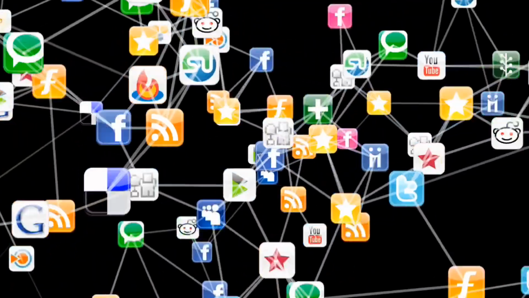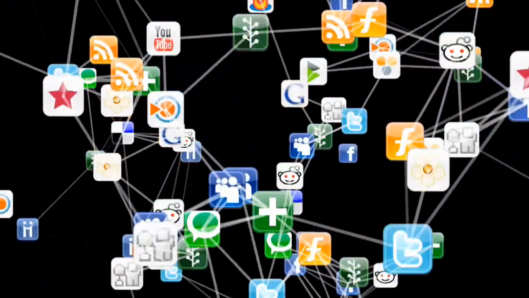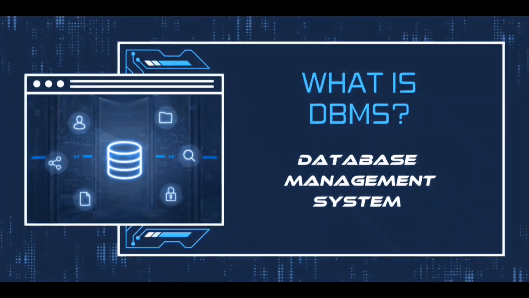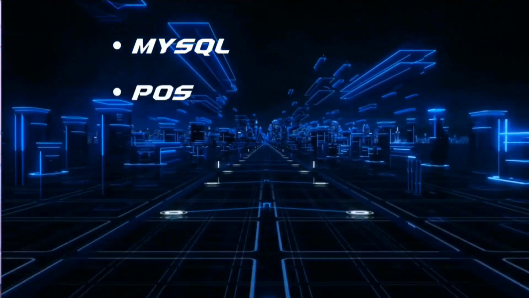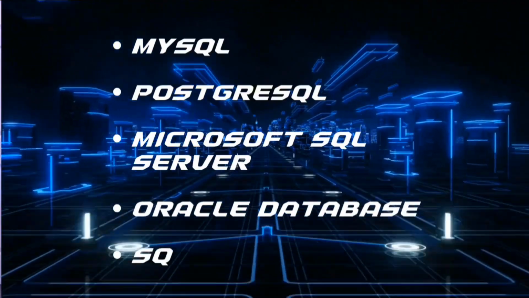And social media platforms like Facebook, Instagram, etc. store user profiles and manage messages, posts, and comments in SQL tables. And now let's know what a DBMS, or database management system, is. A database management system is software that enables users to create, manage, and interact with databases efficiently. Some popular DBMS include MySQL, PostgreSQL, Microsoft SQL Server, Oracle Database, and SQLite. And these are some popular DBMS.